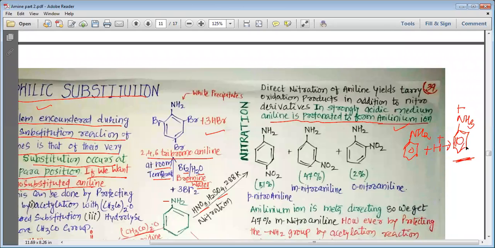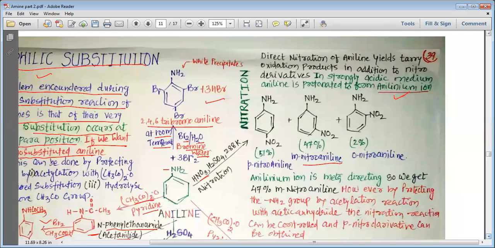This anilinium ion is meta-directing in nature. So this anilinium ion undergoes the nitration, and when it does, it gives us the meta-nitroaniline. So this is how, my dear student, instead of only the para-nitroaniline and ortho-nitroaniline, meta-nitroaniline is also produced. And as the formation of anilinium ion is very easy, it gives us almost 47% of the meta-nitroaniline as a product.